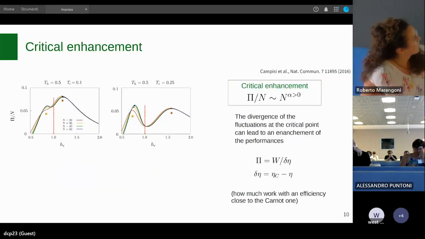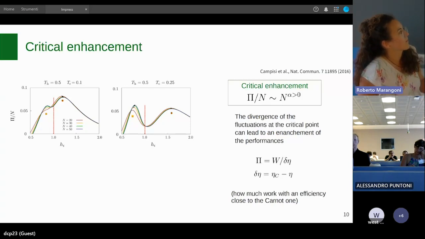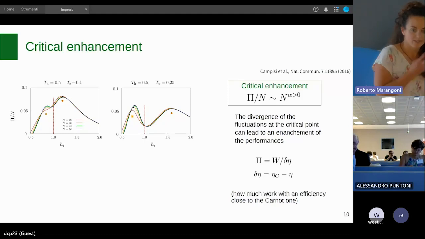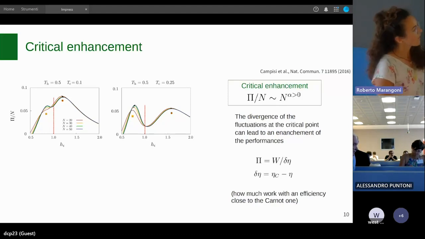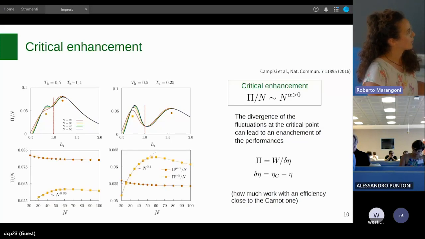Let's see which is the shape of Pi over n for the two panels I showed before. Again, there is this two-peak structure. We can see that for a big gradient of temperature, the absolute maxima of Pi are on the paramagnetic peak. When the gradient between the temperatures of the two baths is reduced, the maxima start to move on the critical peak, meaning that maybe working in the critical regime is better than working in the paramagnetic one. We want to see which is the scaling of this peak with n.